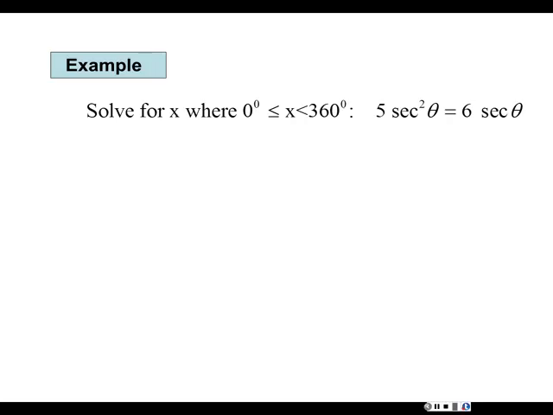What you can do as the largest common factor is take sec theta here as a common factor, and then you will be left with 5 sec theta minus 6. So your factors are sec theta and 5 sec theta minus 6. So from here we can conclude that either sec theta equals 0. If sec theta equals 0, your restriction is 0 to 360.